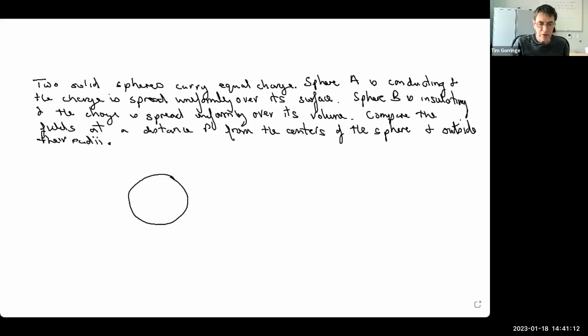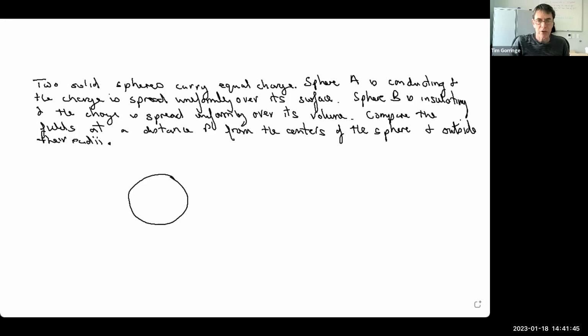Now, in the conducting sphere, the charge resides on the surface of the sphere. And so the charge is a thin layer on the surface of the sphere. It forms a spherical shell at the surface of the sphere. In the insulating case, the charge is distributed uniformly throughout the volume of the sphere. So it's everywhere throughout the volume of the sphere.